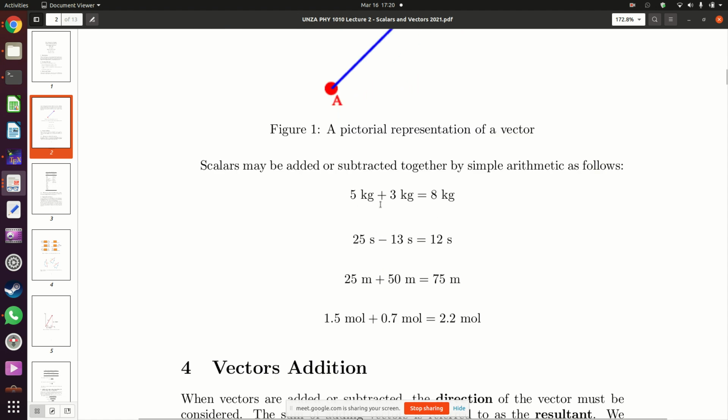Here, I'm trying to show how you add scalars, which are physical quantities that do not have direction. They only have size. For example, 5 kg is a mass. 5 kg plus 3 kg gives you 8 kg. So you just add these numbers, 5 plus 3, and that's how you get the 8. Then the units, the kgs, remain. The units don't change when you're adding the same physical quantity.